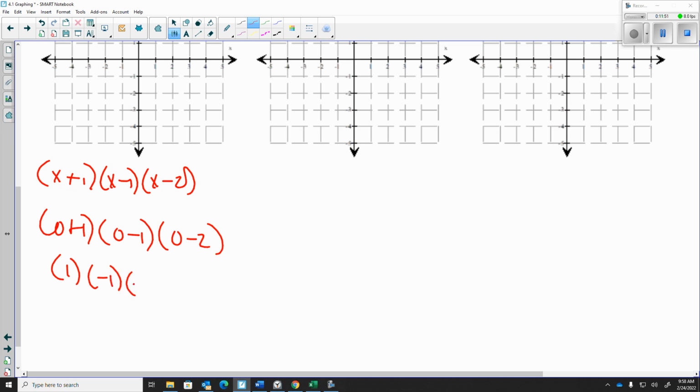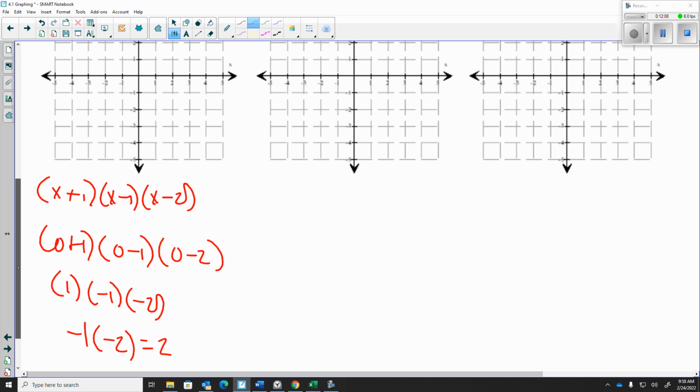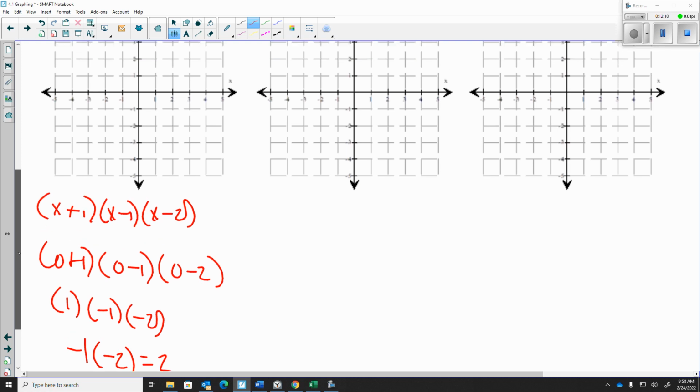And what am I doing with all these numbers? I'm multiplying them. So I figured out what they are. Now I just have to multiply them. 1 times -1 is -1. -1 times -2 is 2. So that's the y-intercept. You okay with that? So the y-intercept is +2.